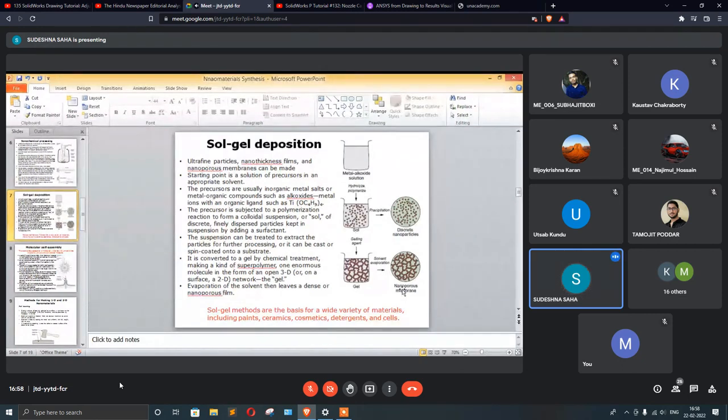These sol-gel methods are mostly used for a wide variety of materials, including paints, ceramics, cosmetics, detergents, cells, all these things. You can use any kind of metal oxide. You can even use two different metal oxides to produce nanocomposites, nanoporous membranes with two or three different nanostructures.